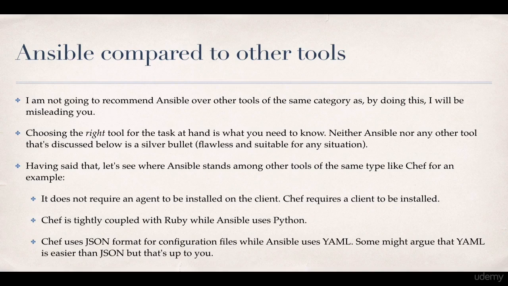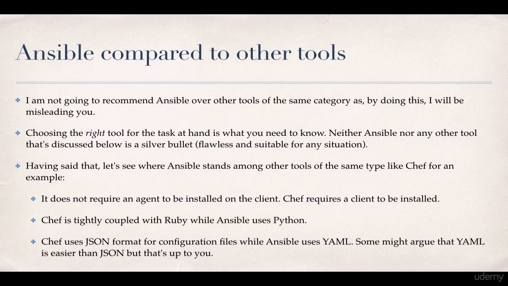So if you are comfortable with Python, then Ansible might be a very good choice for you. If you are comfortable with Ruby, I encourage you to continue learning about Ansible, because in my own opinion Ansible is easier than Chef and has a less steep learning curve. Chef uses JSON format for configuration files, while Ansible uses YAML.